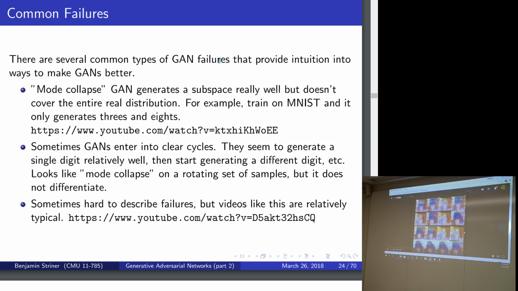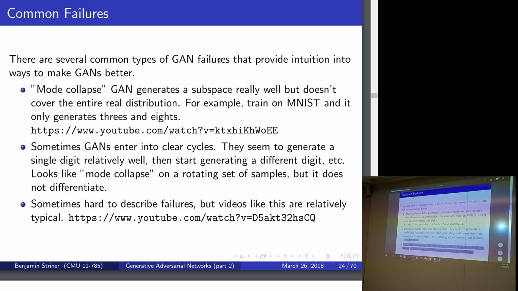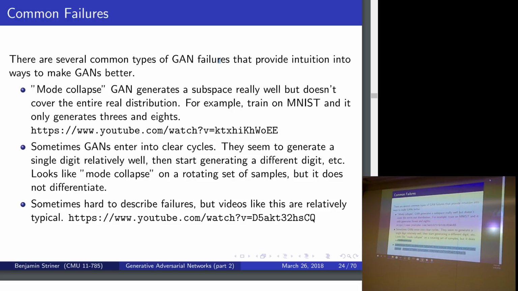So you guys see plenty of papers where GANs do work. I just want you to see some pictures of when they don't work, and all the things we can do to try to make them do the good stuff and not the bad stuff.